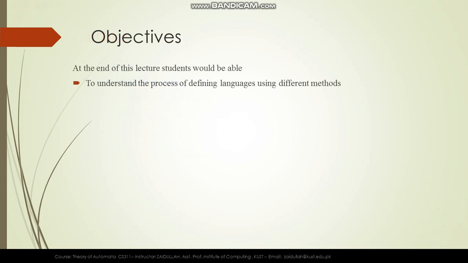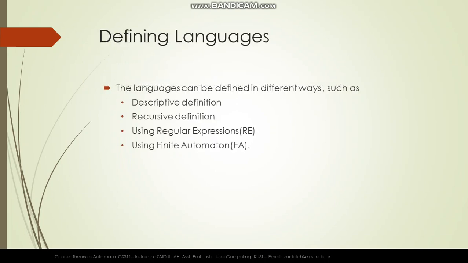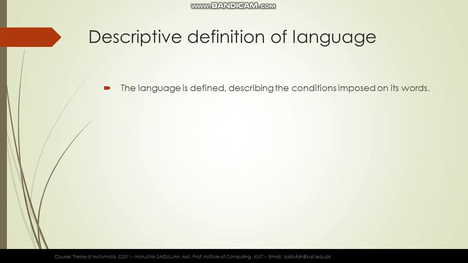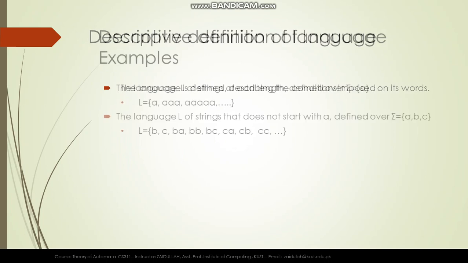From today's lecture, students will learn how to define languages using different methods. To define languages, we have the following methods: descriptive definition, recursive definition, using regular expression, and using finite automata. In descriptive definition of languages, we are describing the language words using the condition imposed on its words. We'll explain this with some examples.